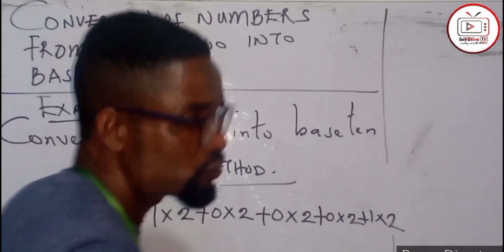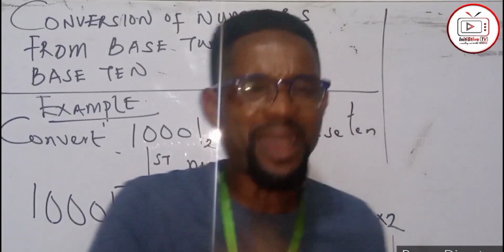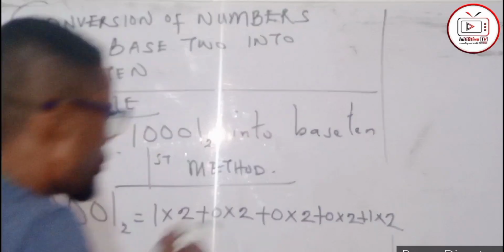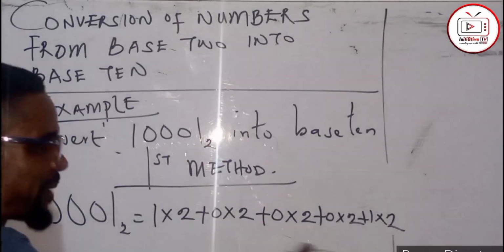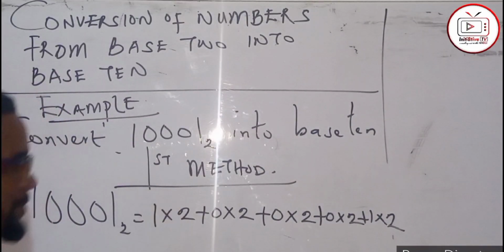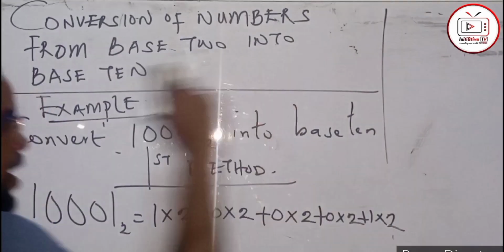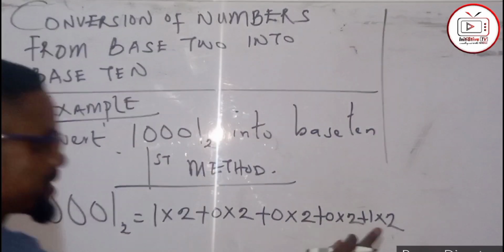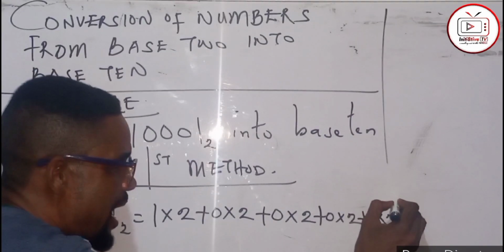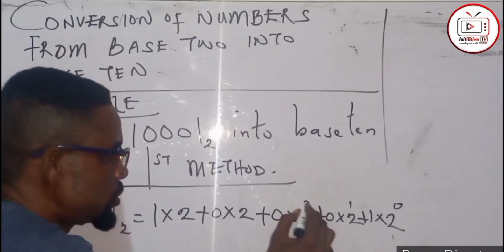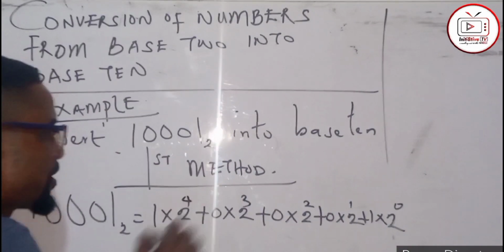Now after this, we are going to introduce your power. Remember, your power will be on your base. What is my base here? My base is 2. Your power must be on my base, starting from 0. Now I will start from the last base. This is my last base. I put my power 0, 1, 2, 3, and 4.